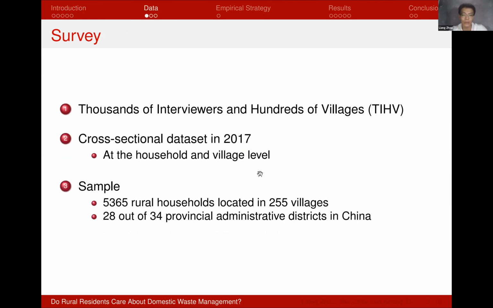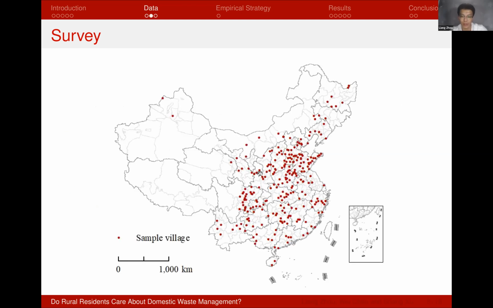The data used in this article come from a national rural resident survey of Renmin University of China, and the cross-sectional data in 2017 is used. Our sample is distributed in 255 villages in 28 provincial administrative regions in China with a sample size of over 5,000.